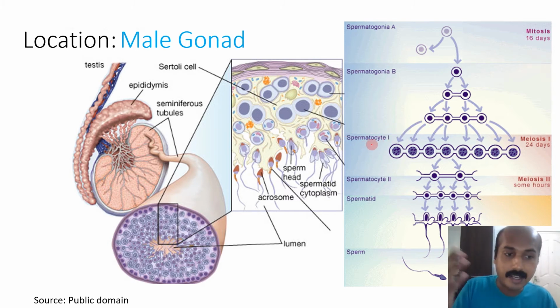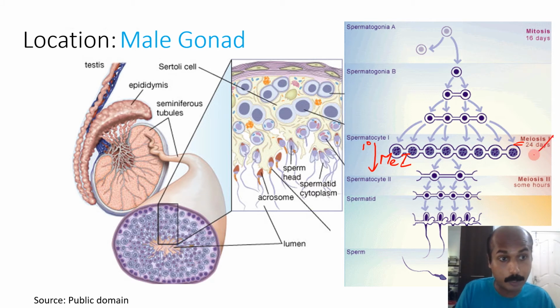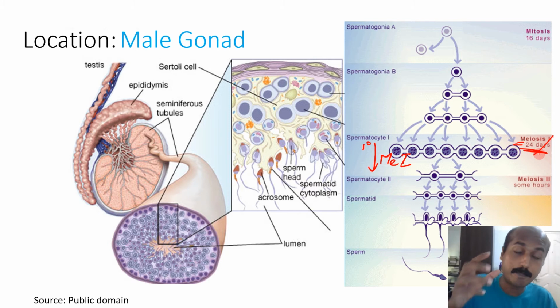Now, as I discussed in the gametogenesis video, the primary spermatocyte undergoes meiosis 1. In male spermatogenesis, meiosis 1 is prolonged. You can see it is 24 days. It has a 22-day prolonged prophase and a sudden completion. Within 2 days, it completes meiosis 1.